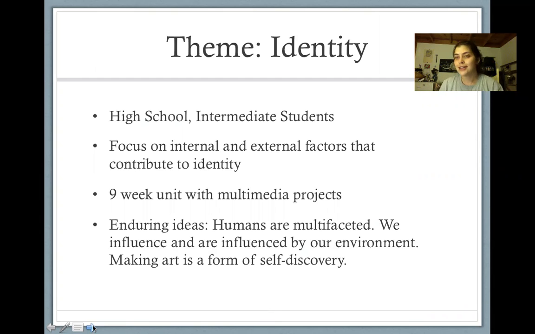So the enduring ideas, what I want students to come away with from this, is that humans are multifaceted. We are influenced by and we influence our environment. It's a give and take. There's no one source that determines our identity. And making art is a form of self-discovery. I strongly believe that's why humans are compelled to make art. It's a form of discovering.